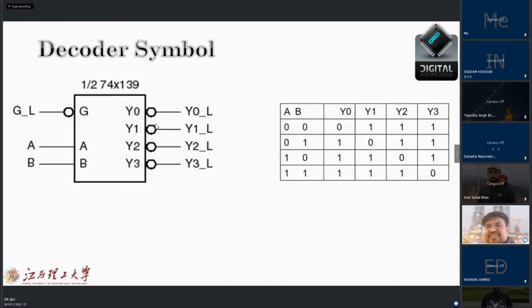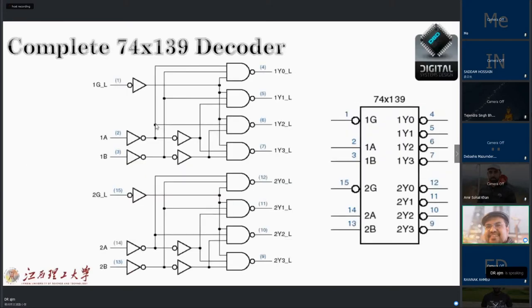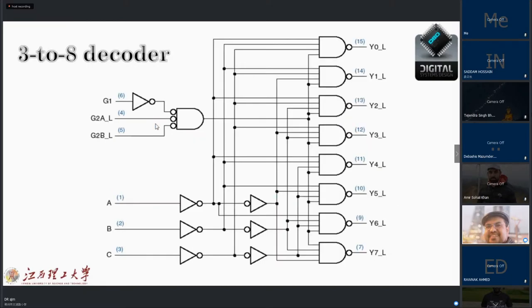Suppose I want to tell you the internal circuit of another decoder, the 74139. The internal circuit consists of the figure mentioned here. And again, a 3 to 8 decoder has 3 inputs and 8 outputs, which represent its action.